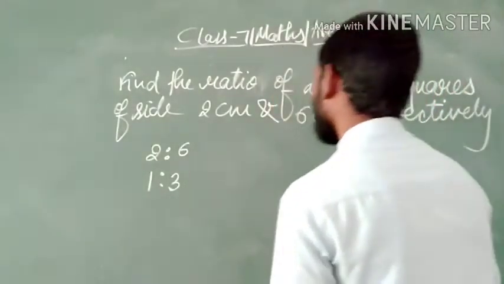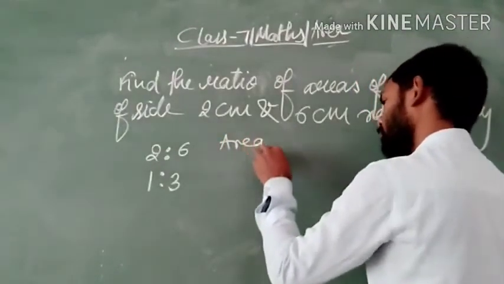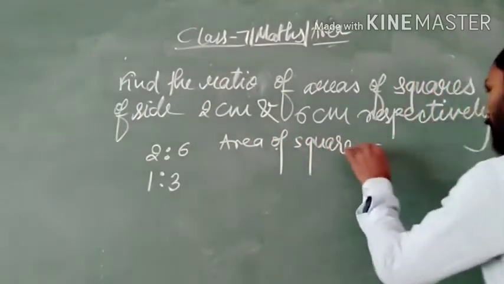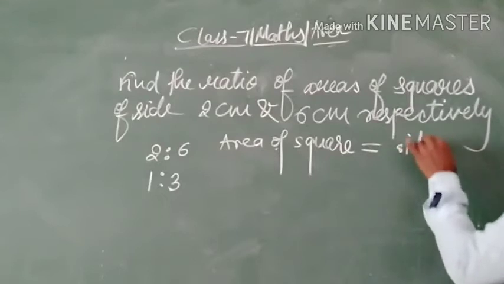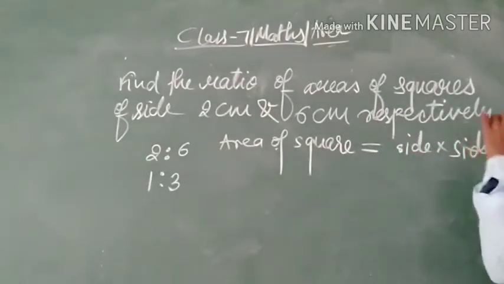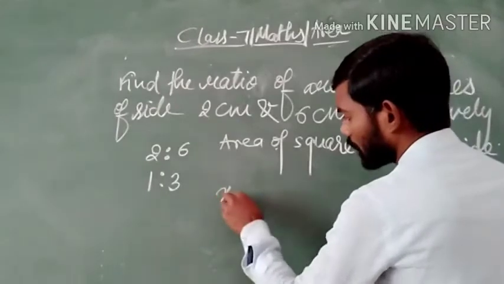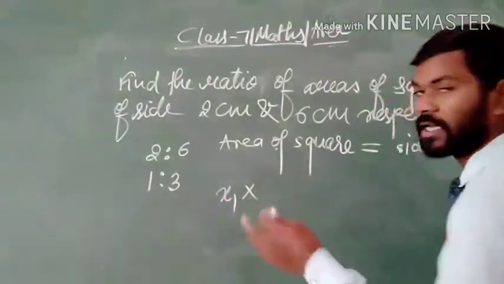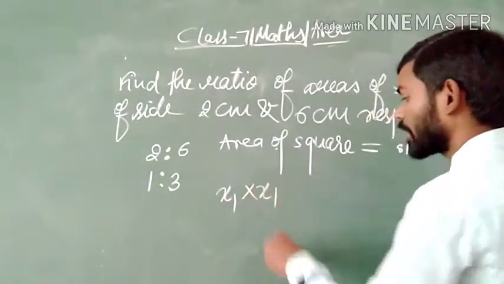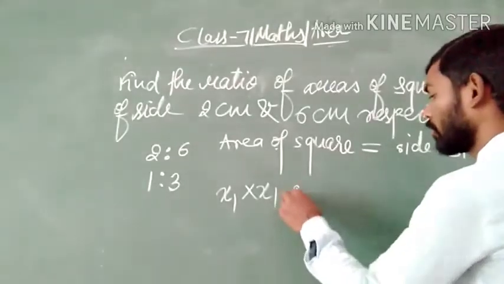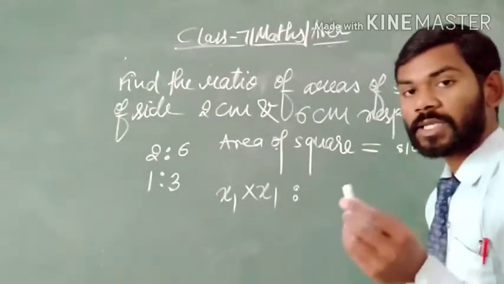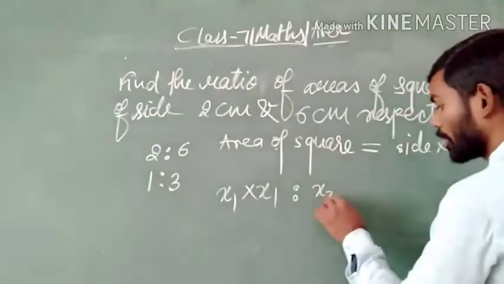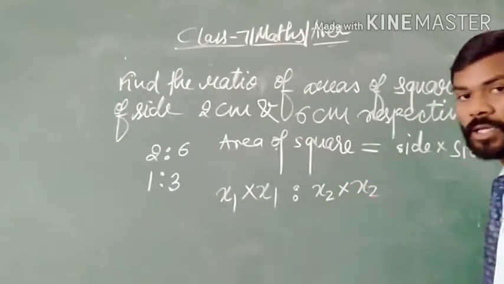Therefore, if we find the area, we know that the area of a square is side into side. So we can say that if x1 is the side of the first square, then we get the area of the first square as x1 multiplied by x1. We represent the side of the second square as x2, therefore its area will be x2 multiplied by x2.